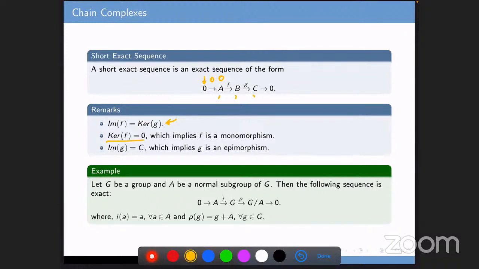And next one here, again, we have a map where all the elements of C are mapped to the 0 element, right? So the kernel of this homomorphism is the whole C. It is equal to the image, of course, because we are talking about exact sequences. The exactness of the sequence gives us that the image of G has to be equal to the whole group C. And this implies that G is an epimorphism. So when we have a short exact sequence, these 3 conditions are satisfied.